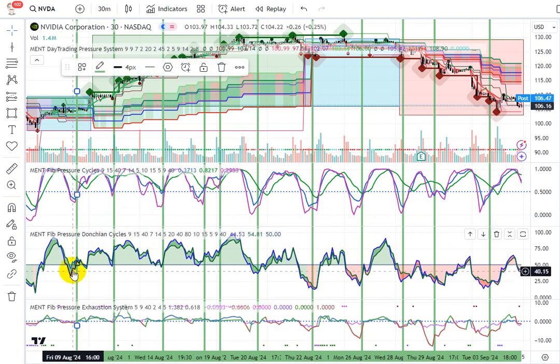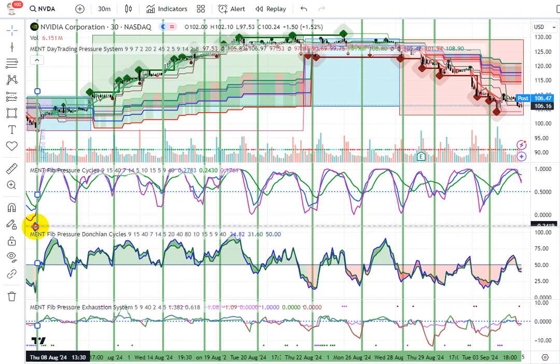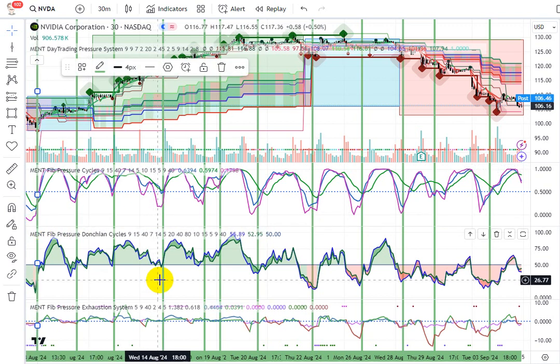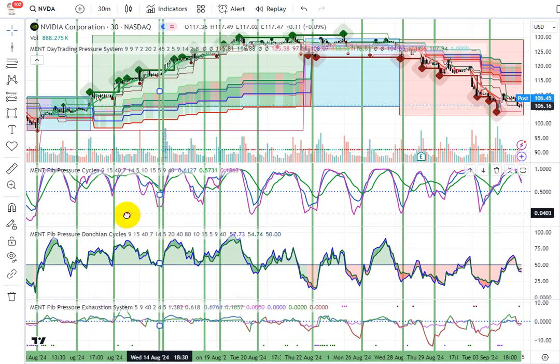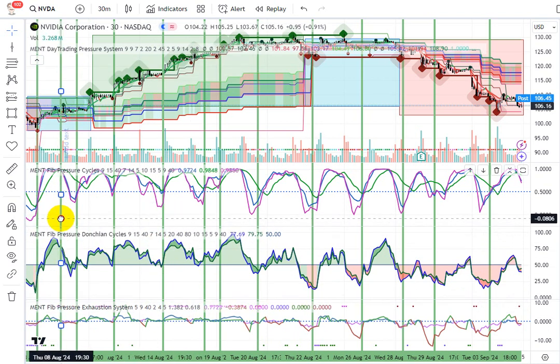This one is fairly clear. See how clean this one was? And then we get a cycle bottom back over here. Really right there. Okay, now cycle tops. So paste, cycle top.